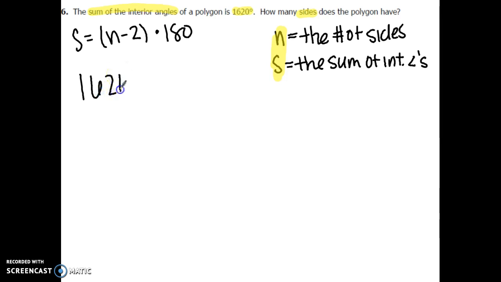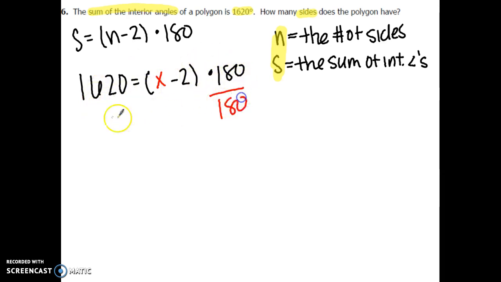So we say 1620 is equal to n minus 2 times 180. Remember, we are solving for n because we are looking for the number of sides, so I'm going to say that is actually my x. In order to get x by itself, I have to do the opposite to get it to the other side. If I'm multiplying by 180, I'm going to divide by 180 on both sides. That gets canceled. 1620 divided by 180 is 9.